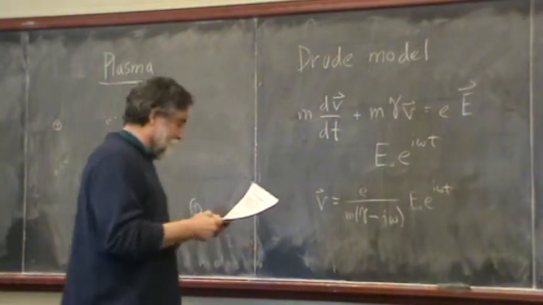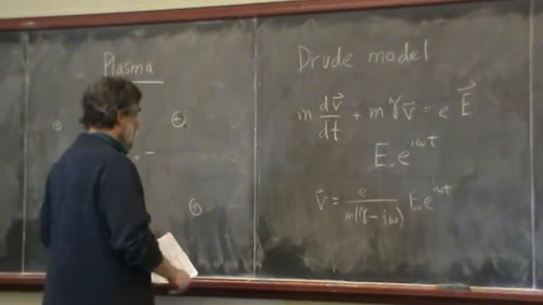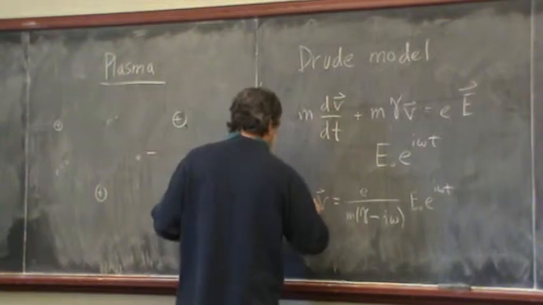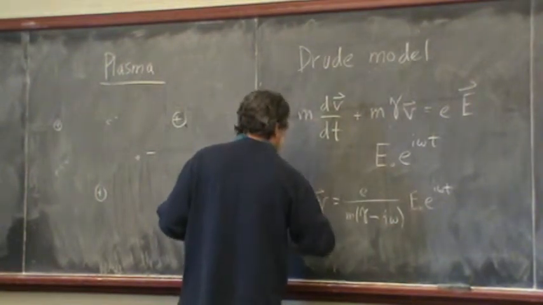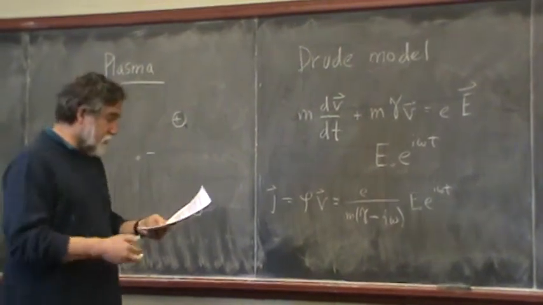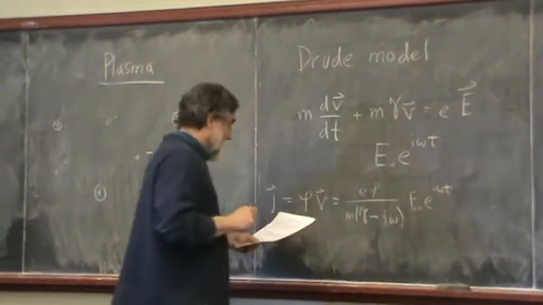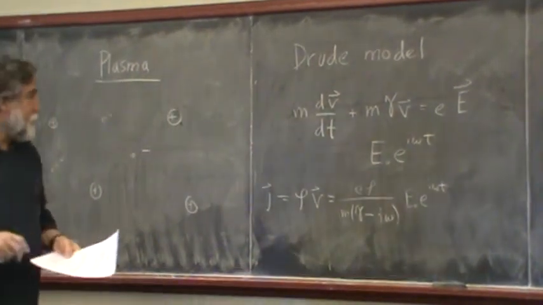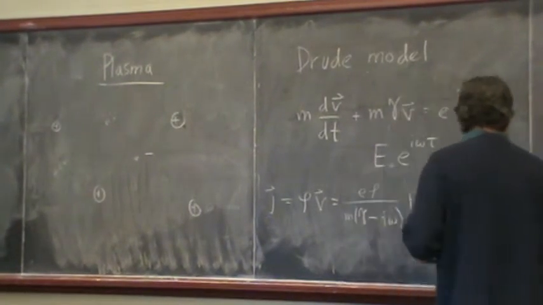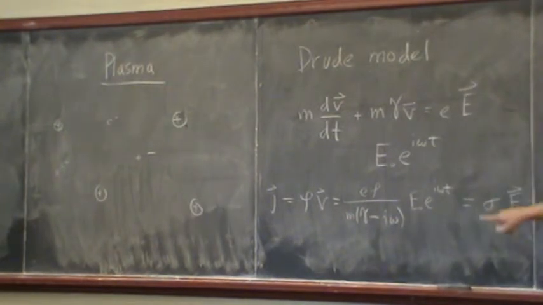Which is just that. And the current, I'm going to cheat here. The current density is equal to the charge density, which is the density of electrons times the electronic charge, right? Times the velocity. And current density has got to be equal to the conductivity times the applied field. And that was my applied field.